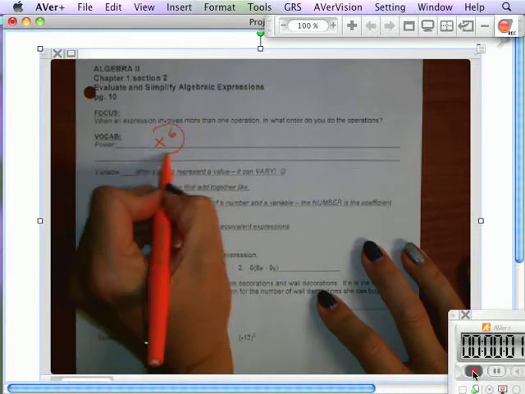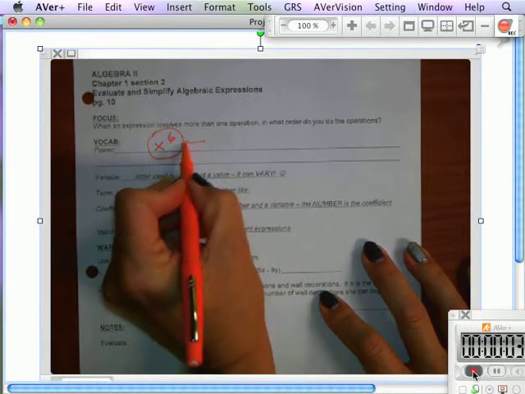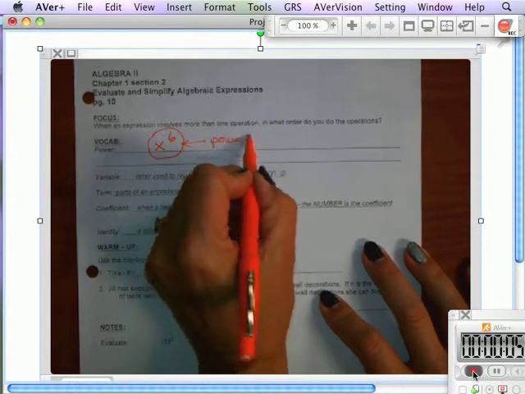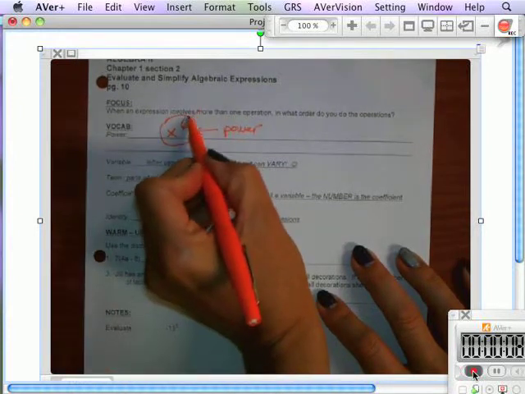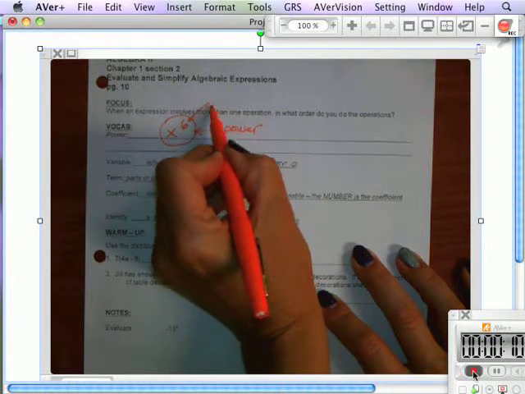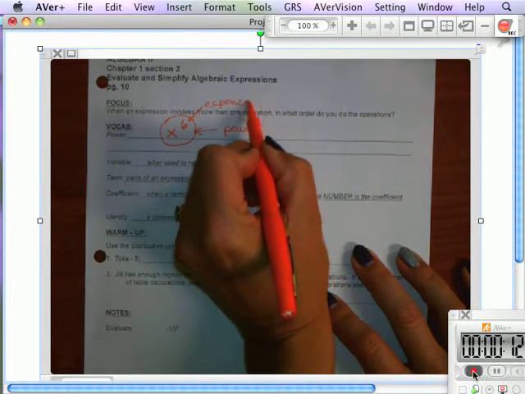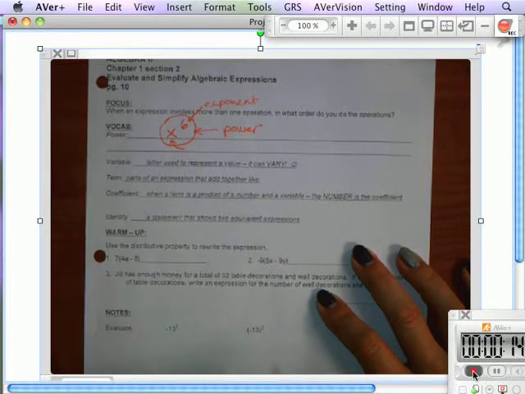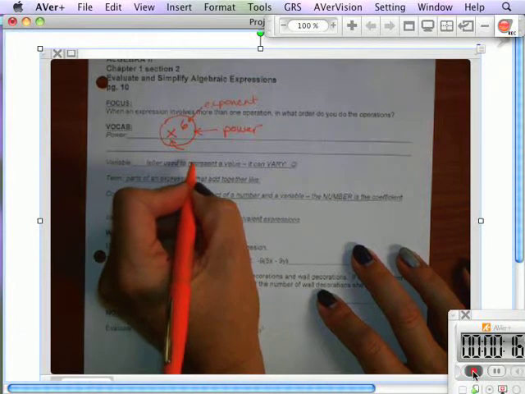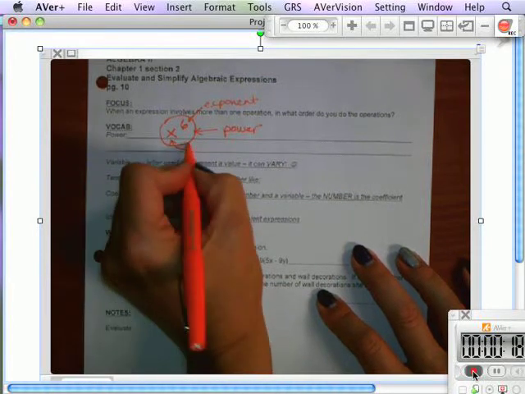These two things together is called a power. Okay, what's the top number called? That's the exponent. And what's the bottom number called? The variable. It's called what? Base. Yeah, it is a variable here.